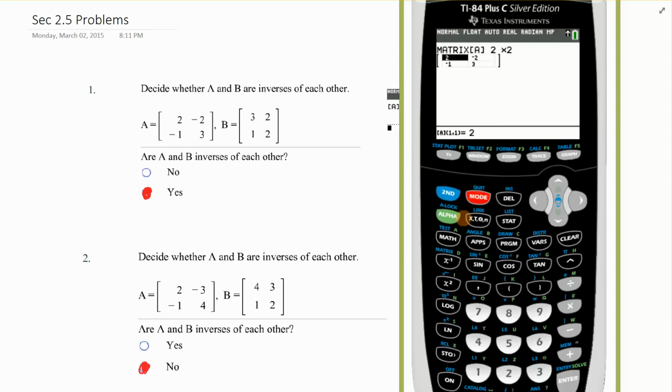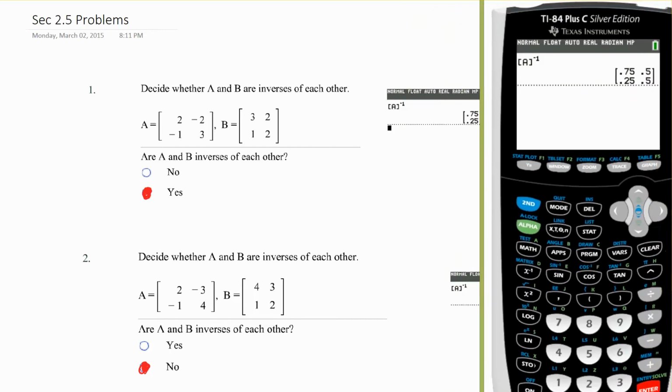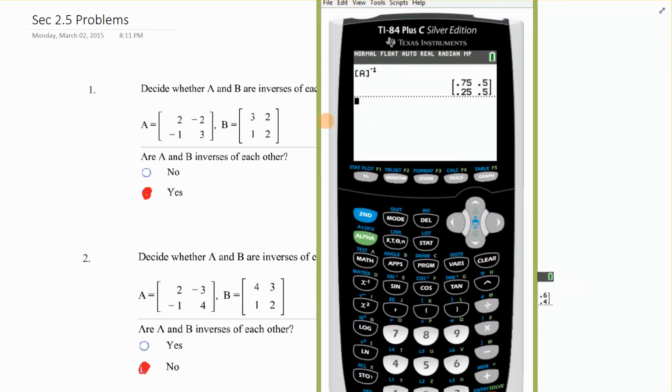So we've got that. So we're going to second quit, and now we're going to go get the name of that matrix. Second matrix, grab A. And we want to come here to the X to the -1, and it is the key that is under matrix, so we're going to hit that. So what we're telling the calculator is we want to do the inverse of matrix A. So let's hit enter, and we get 0.75, 0.5, 0.25, and 0.5. Well, that is certainly not what is in B. So we know that these are not inverses of each other.